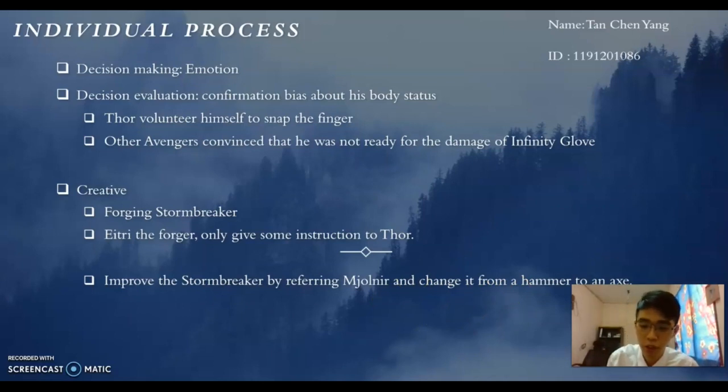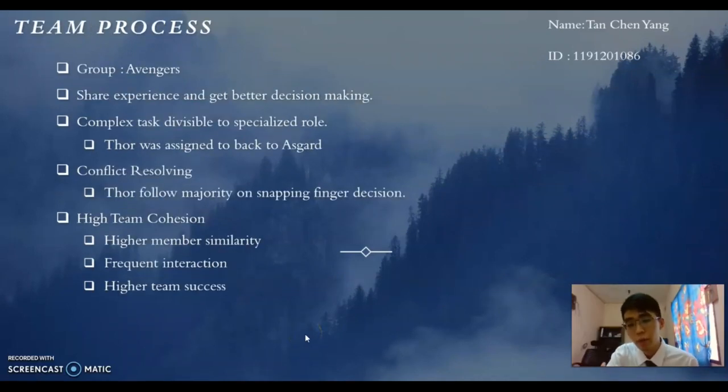The group we can find in this movie is the Avengers. The purpose of this group is to share experience and get better decision making. Some complex tasks can be divided into specialized roles. For example, Thor was assigned to go back to the past Asgard, where they were collecting the Infinity Stone. This can be explained because Thor is more familiar with Asgard compared to the other Avengers.